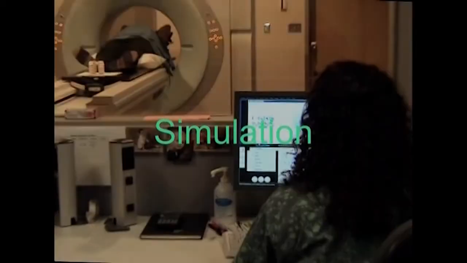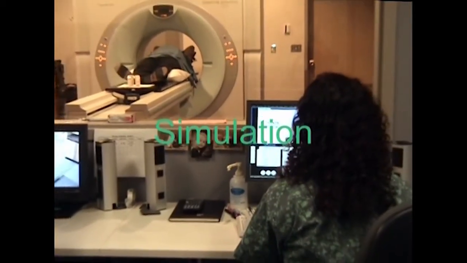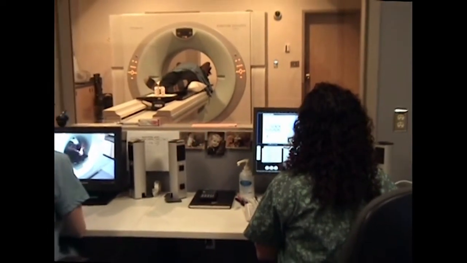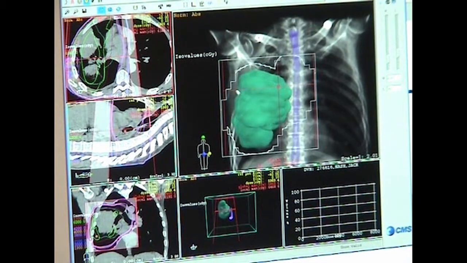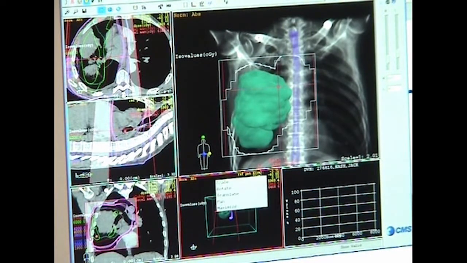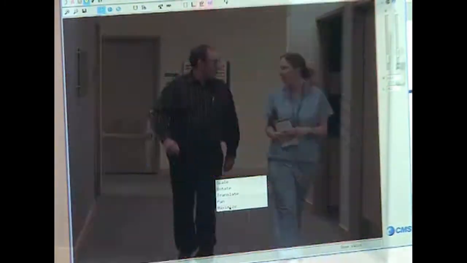A simulation is carried out to gather information required to plan your radiation treatment. The simulator, a CT scanner, is used to capture information specific to your body, the tumor's location, and surrounding normal tissue. Your simulation appointment should take no more than 30 minutes.